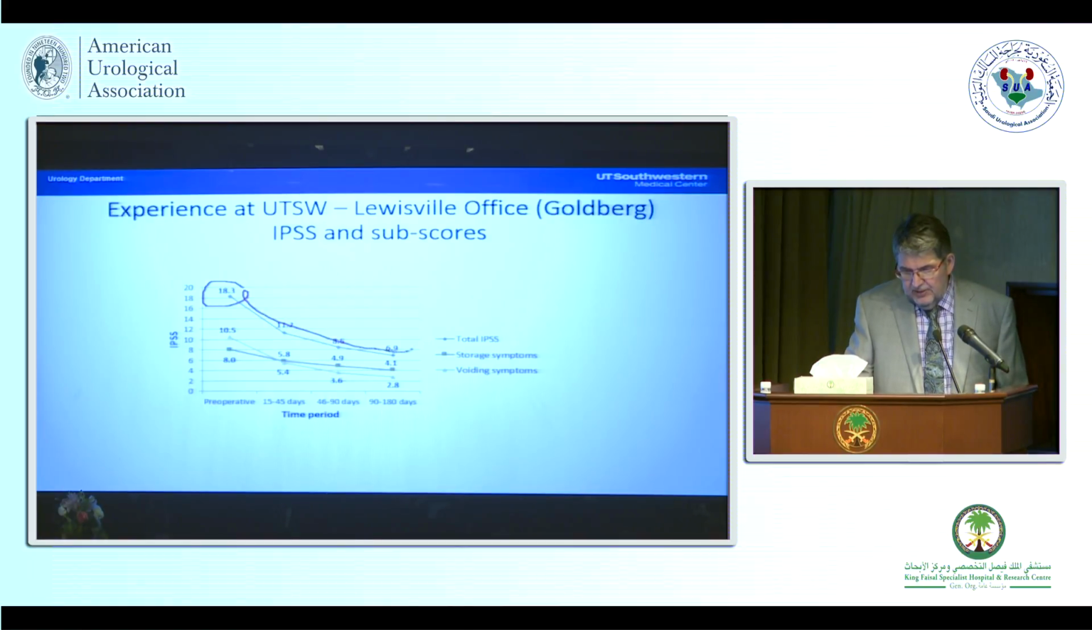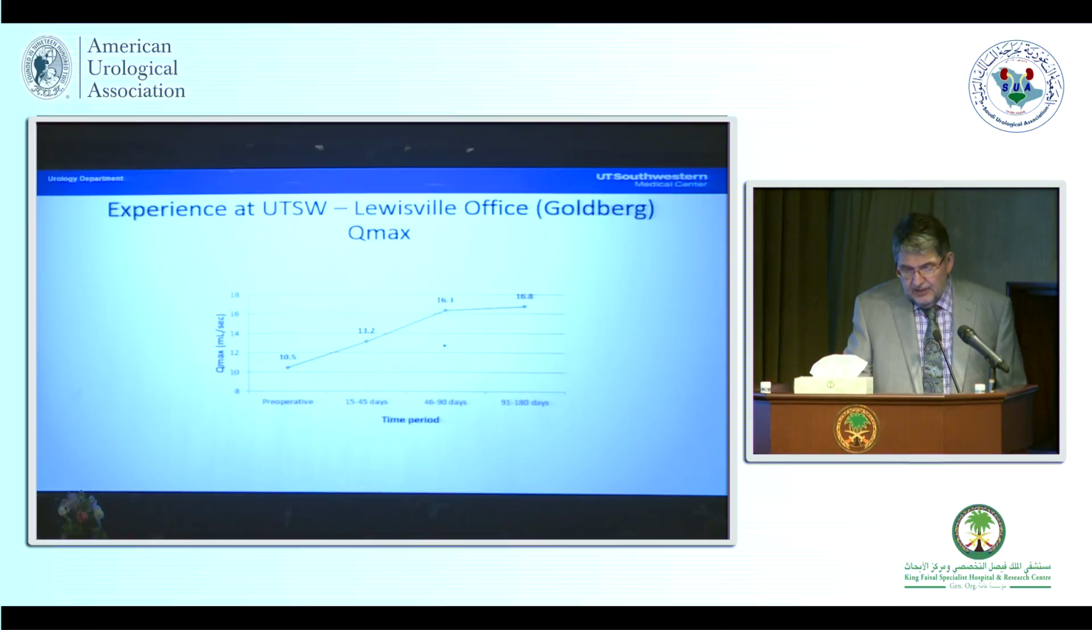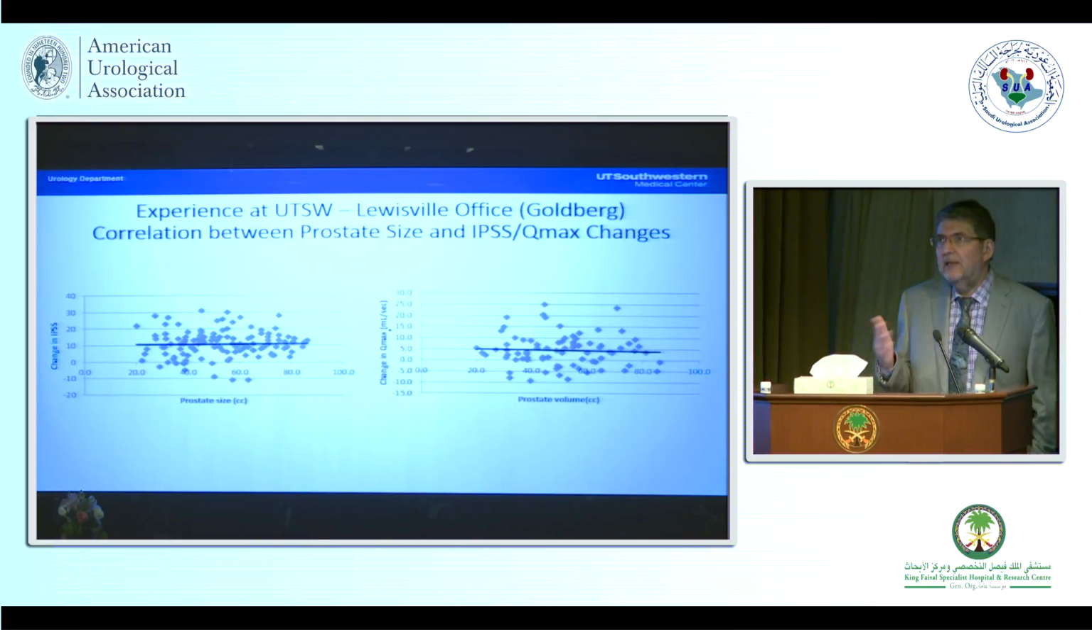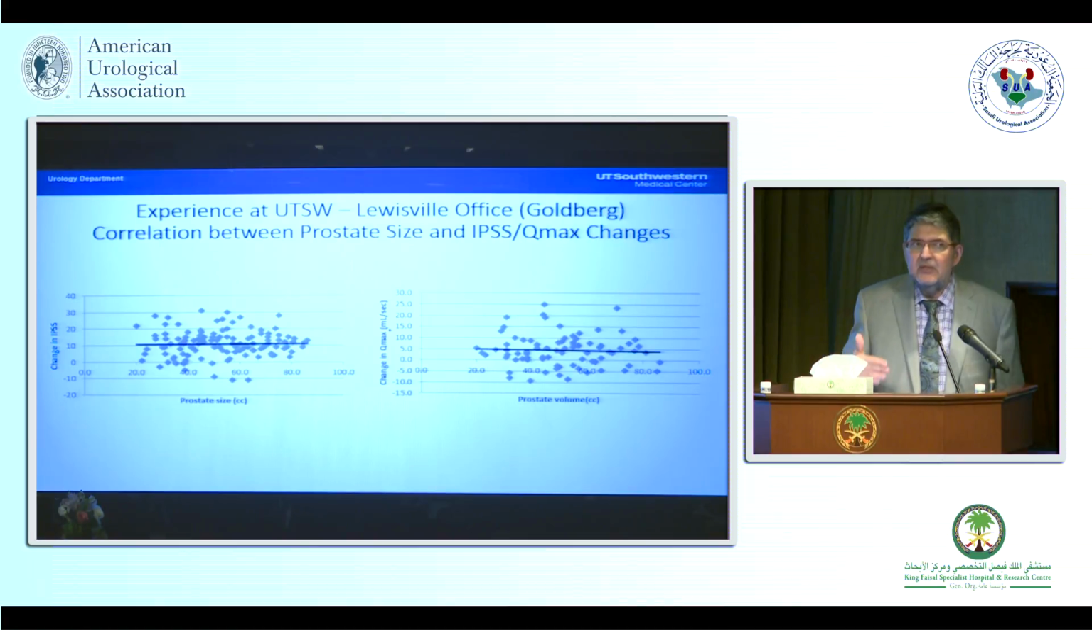Symptom score improvement, both irritative and obstructive, flow rate improvement from 10 to about 17, and most of the patients were satisfied. And this is actually a clinical cohort. It's not a randomized series. There are no enrollment criteria, so the regression to the mean effect is not existent here.